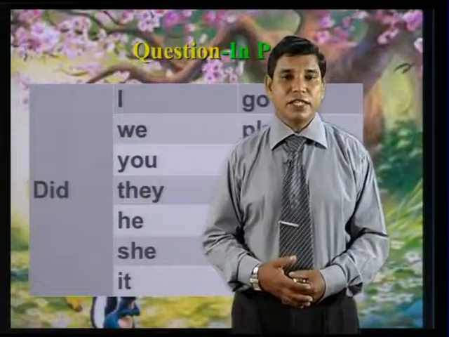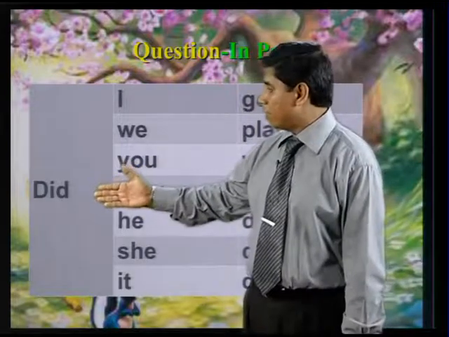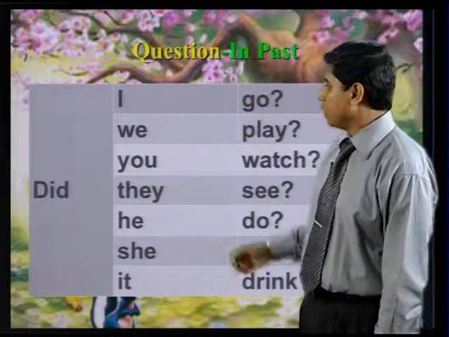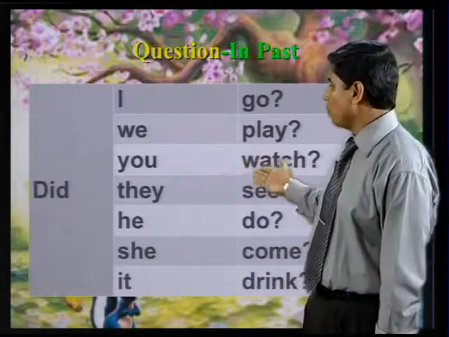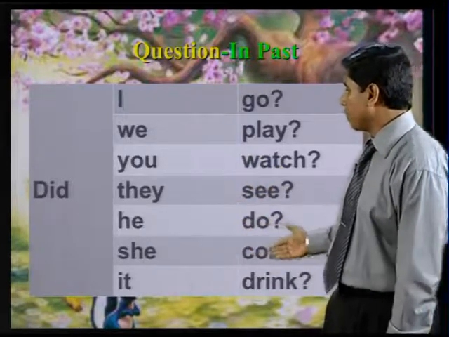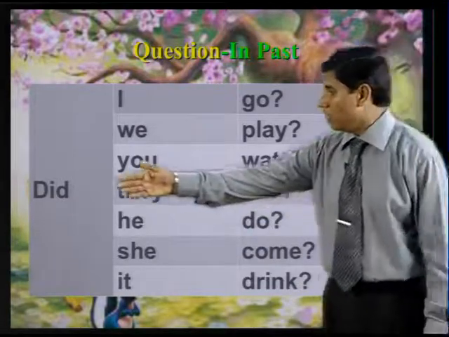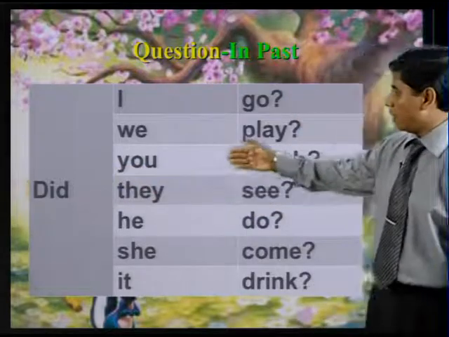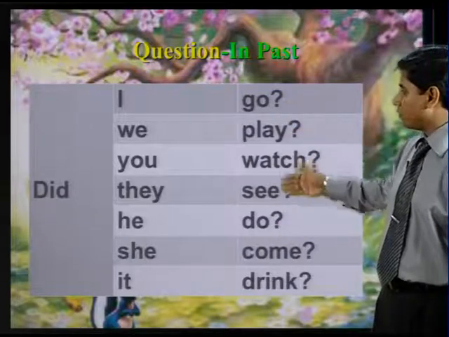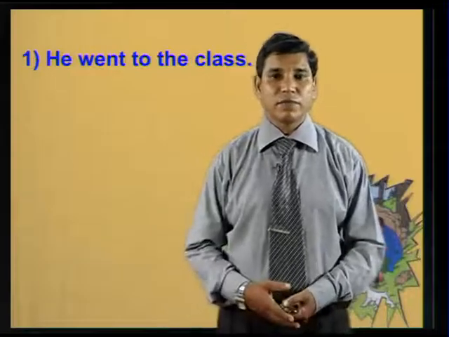Okay. In this table, you can understand the way of making questions in past. Did I go? Did we play? Did you watch? Did they see? Did he do? Did she come? Did it drink? So you can make questions. Now what is important here is, when you use did, never ever forget the present form of the verb. Okay? Right. Now let's try some examples.